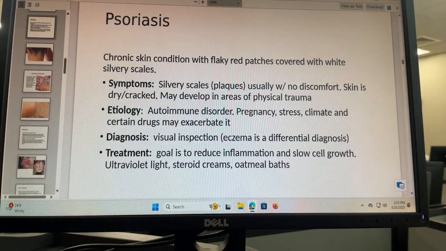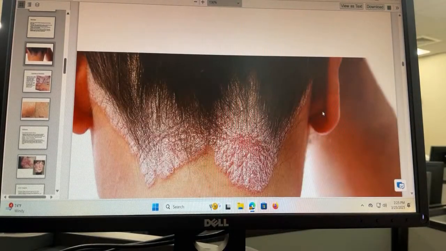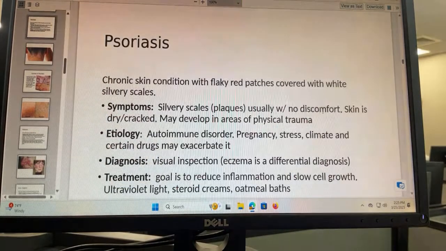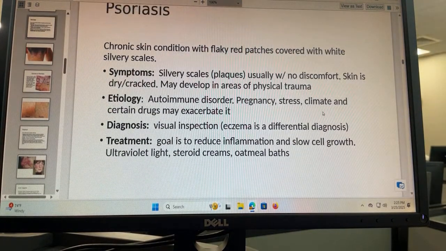All right, psoriasis. Psoriasis is similar to eczema, and we'll talk about that in a second. This is also a chronic skin condition that results in flaky red patches that might also have white silvery scales on it. So here's a picture of what that might look like for psoriasis. It looks kind of similar to eczema. Symptoms are those silvery scales, which they call plaques. They usually have no discomfort. It could be maybe a little itchy. Skin is usually very dry and/or cracked.